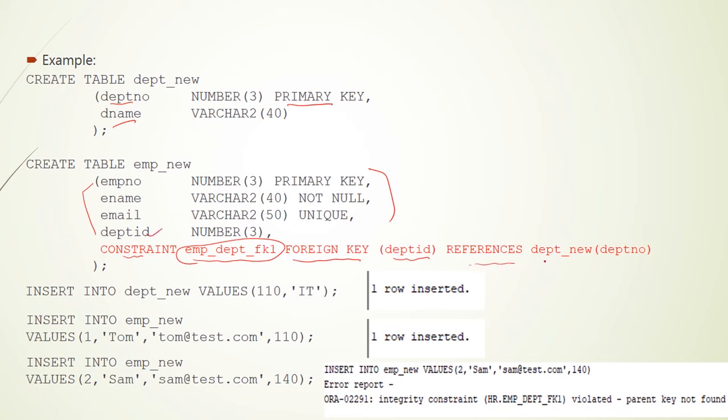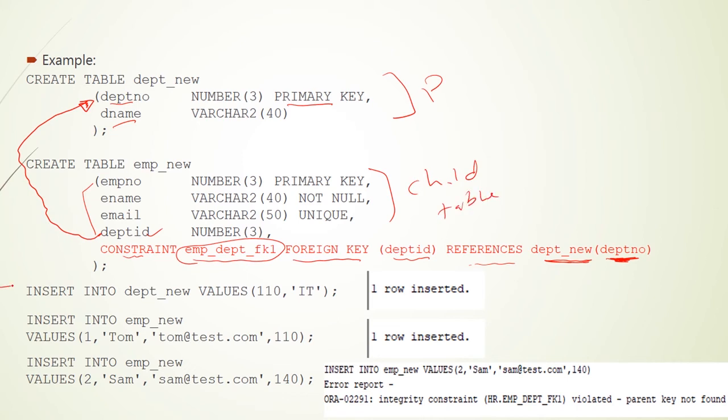References dept_new, which is the parent table, on dept number. This is the primary key or unique key in the parent table. So here we are creating a foreign key on dept ID, and this column is referencing dept number in table dept_new. This is the child table.